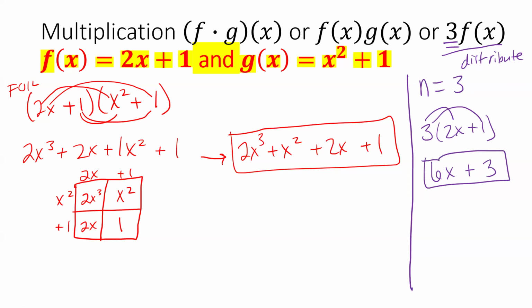These are your 2 examples of multiplication: a function times a function, or a number times a function. Yes, because it only says 3 f of x. Then you would multiply those 2 and then distribute the 3.